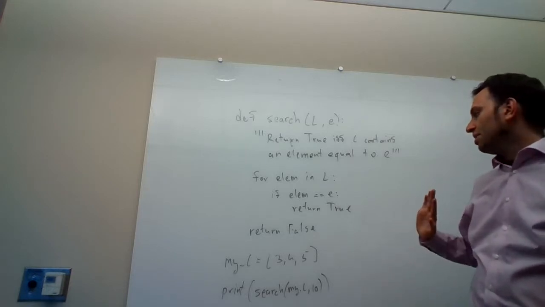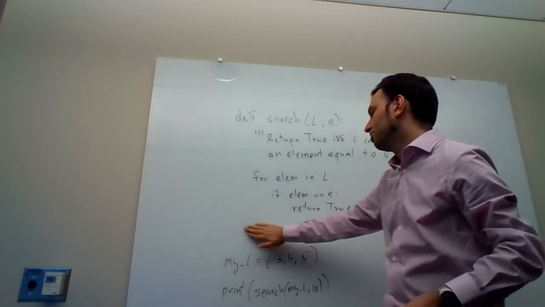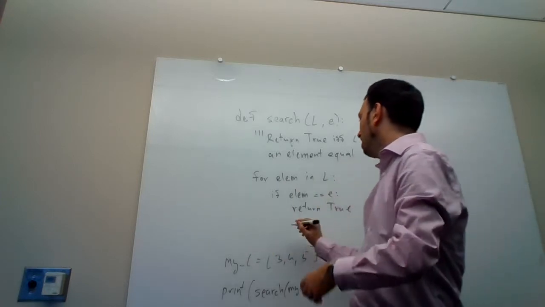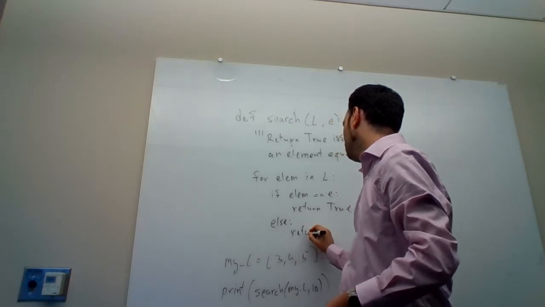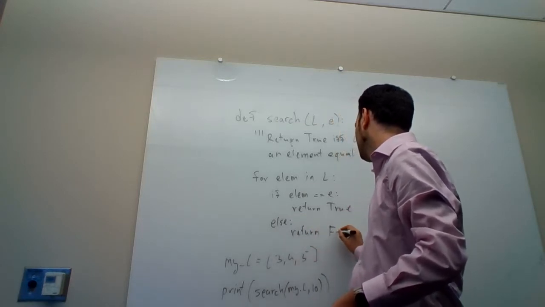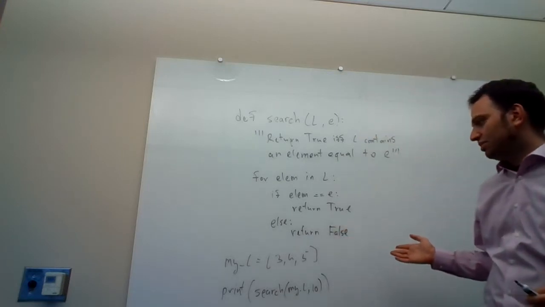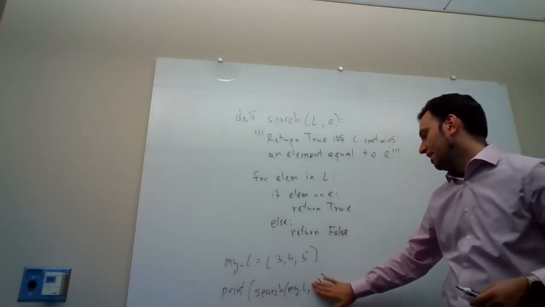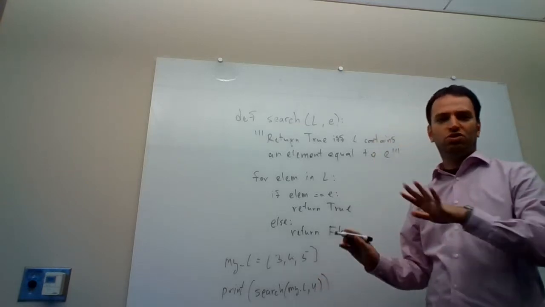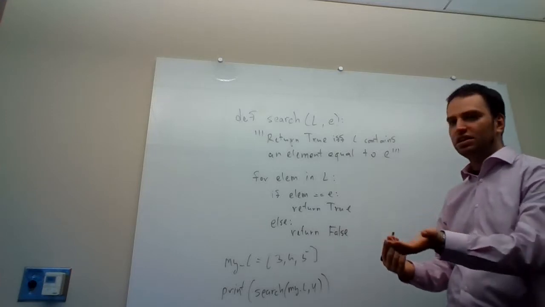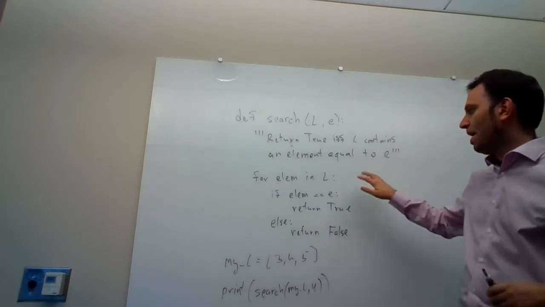A common mistake here is to do something like this. Instead of doing the correct thing, now I'm doing the wrong thing. You would say something like else return false. So what happens if you do that with, let's say, my L and 4? If you don't know right away, it's worth pausing and thinking about it. So pause now.